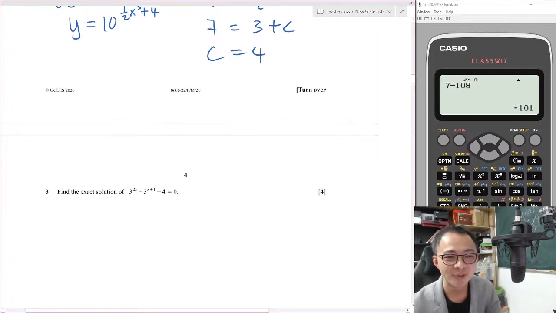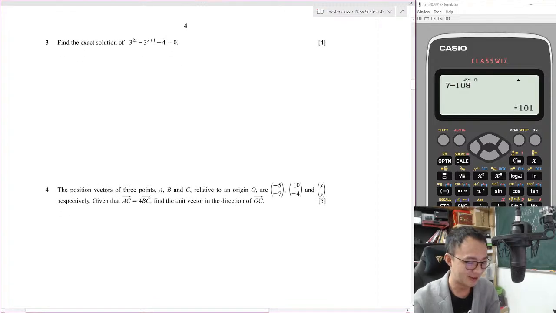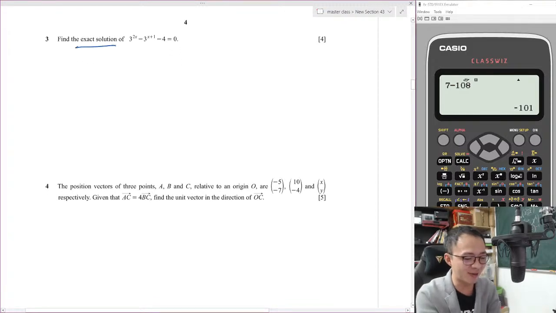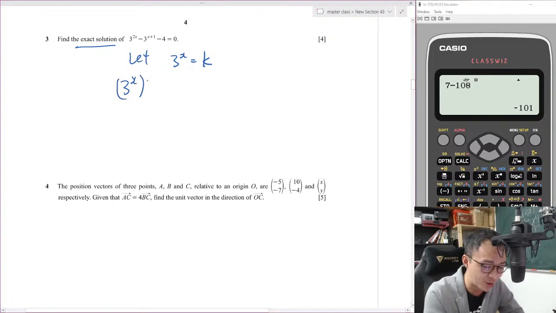Is there any more question? No, right? Alright, let's have a look. Number 3. They will ask about exact solution. So for the exact solution, I always let 3 power of x equal to something. It will equal k maybe, or m, any letter I want. But before that, I will just rearrange it for you so that you will not get too confused. So plus 1 means multiply by 3 power 1, minus 4 equals 0.